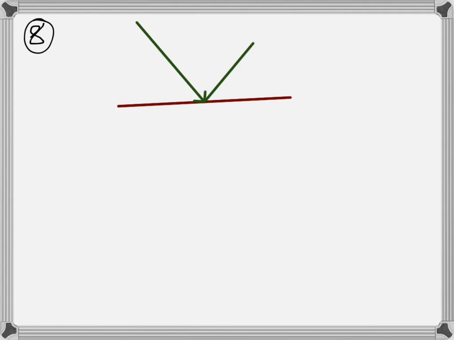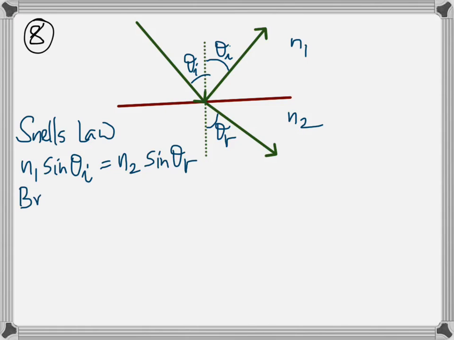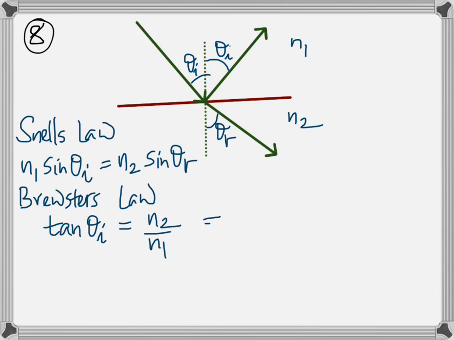In the last question, light is incident at polarizing angle. So now you see the reflected ray and the refracted ray, and you have to prove that the angle between them is 90 degrees. That is, if that's theta I, that's also theta I, and that is theta R. N1 and N2 are refractive indices. Snell's law: N1 sine theta I is equal to N2 sine theta R. And then use Brewster's law, which says tan theta P is equal to N2 by N1. And theta P in this case is theta I.